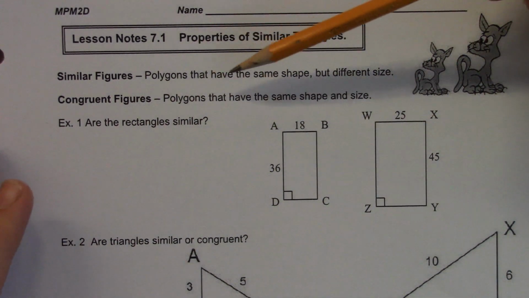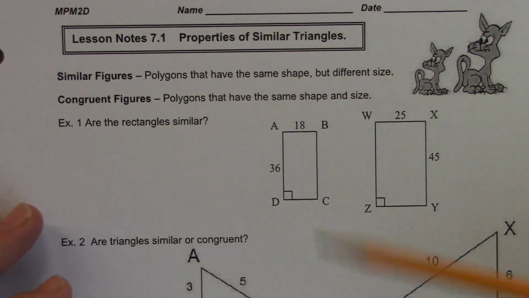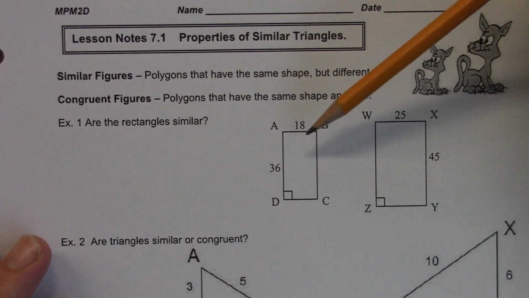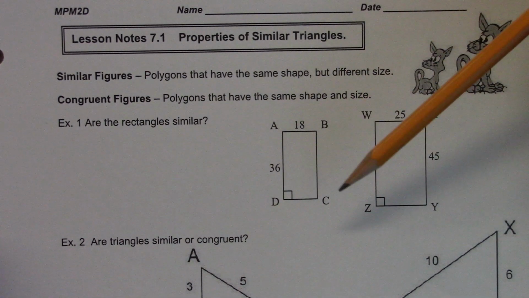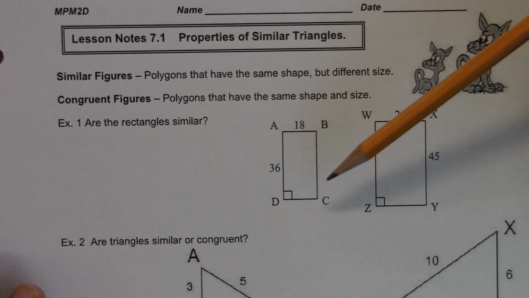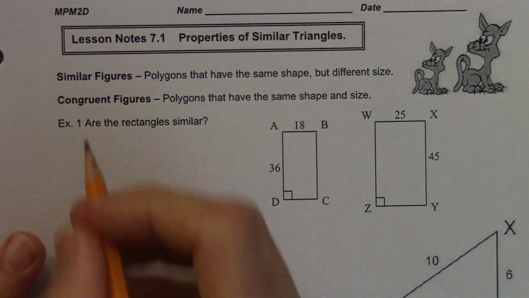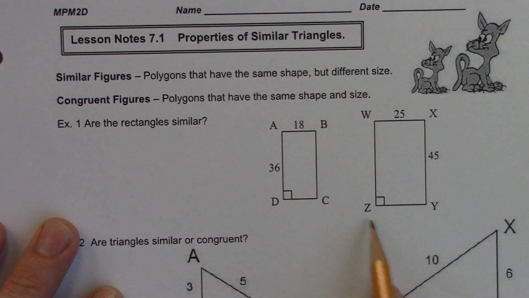So similar figures are polygons that have the same shape but different size, and congruent polygons have the same shape and size. So are the rectangles similar? One way we can check, they look similar, but we need to check, actually, they're not congruent, right? They're not the same size. So we know they're not congruent. We want to know is the shape ABCD the same as WXYZ, if they're similar, okay?